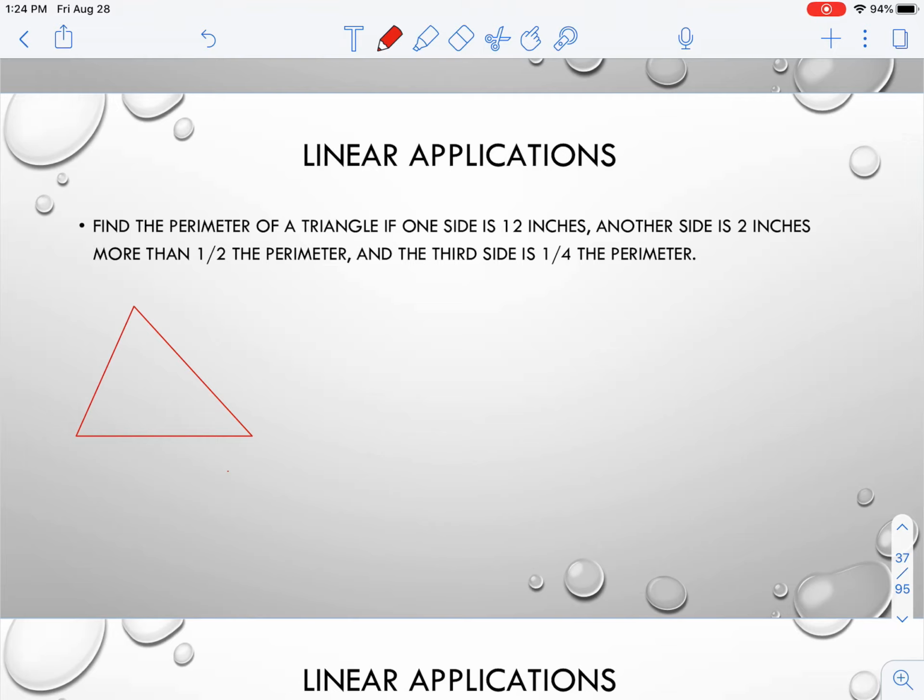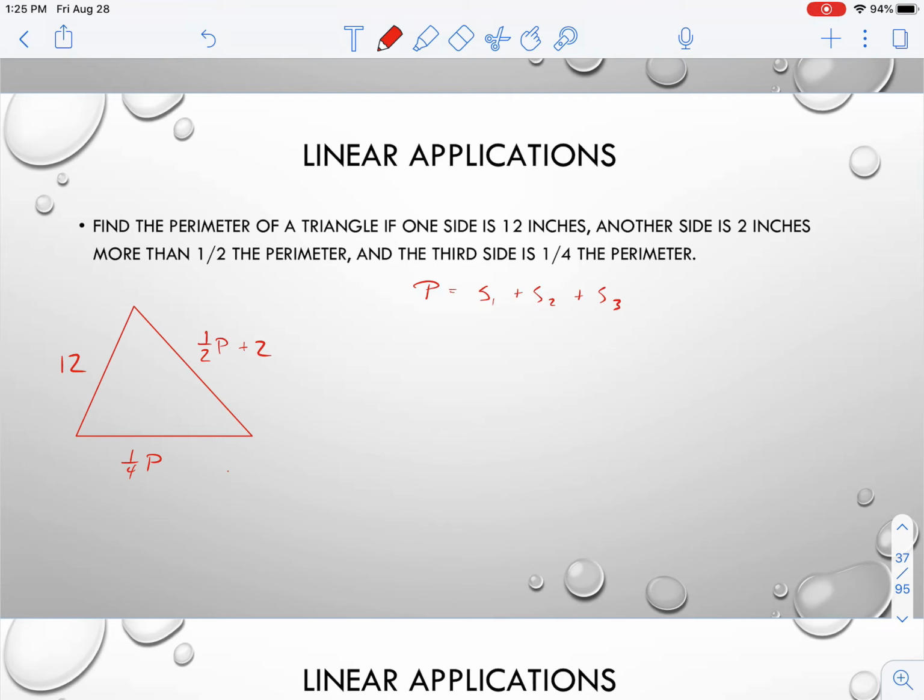So the perimeter of a triangle is essentially going to be side 1 plus side 2 plus side 3. Okay, I want to find the perimeter of a triangle, knowing that one side is 12 inches. So let's just go with this one being 12 inches. Another side is 2 inches more than 1/2 of the perimeter. All right, so we're going to have 1/2 P plus 2, and the other side is 1/4 of the perimeter. So we're going to go with 1/4 P.